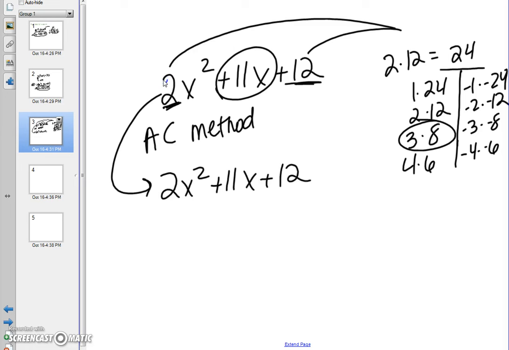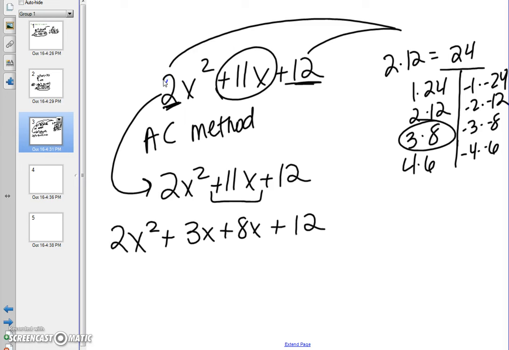What we're going to do now is use those factors of 3 and 8 and completely replace that middle term. So I'm not going to do anything with the first term. I'm going to replace 11x with 3x plus 8x, and then bring down our last term, which is 12. Now these orders don't matter here. It wouldn't matter if I put 8x first and then 3x later, or 3x first and then 8x. Order doesn't matter as long as we replace 11x with those factors of 3 and 8.